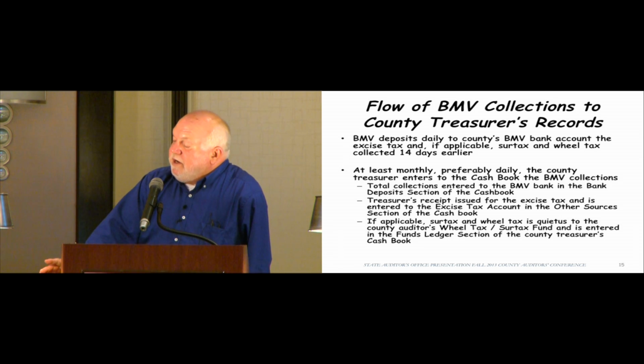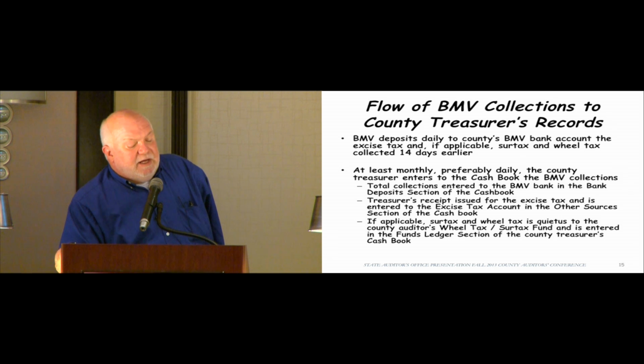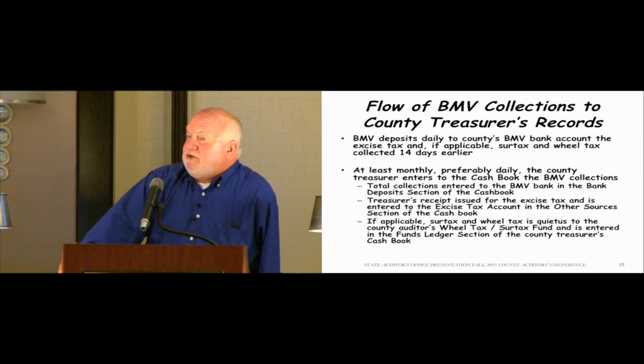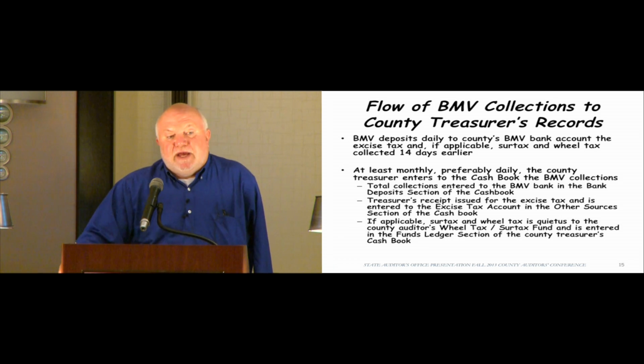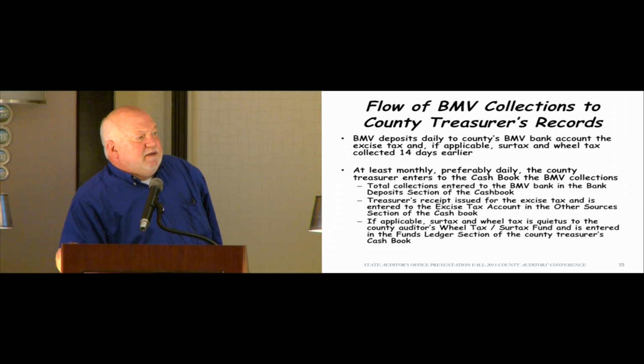This is one area where we're finding problems. The bank account that the treasurer has for the Bureau of Motor Vehicles money, we found where it's not on the cash book whatsoever. That's certainly not acceptable. And the excise tax only comes on to the treasurer's record and a treasurer's receipt issued, and a quietus for the wheel tax and surtax only happens whenever the treasurer moves money out of the Bureau of Motor Vehicle bank account into the county's general bank account, and that's the only time it shows up on the cash book, and that's not acceptable.